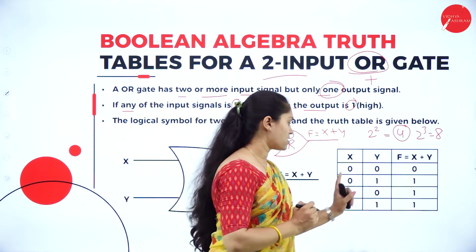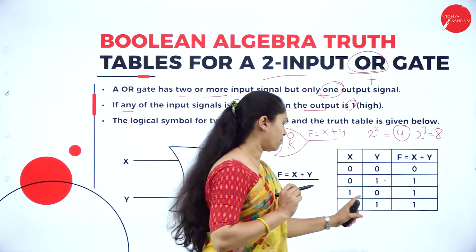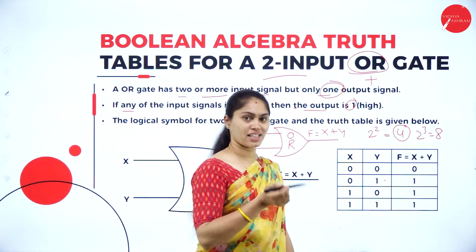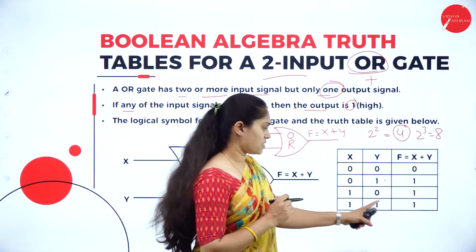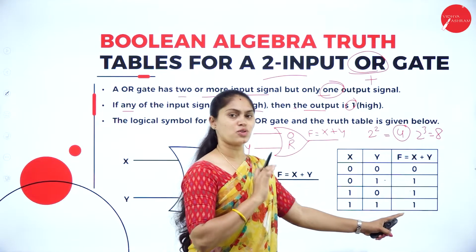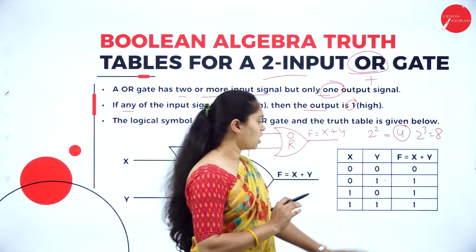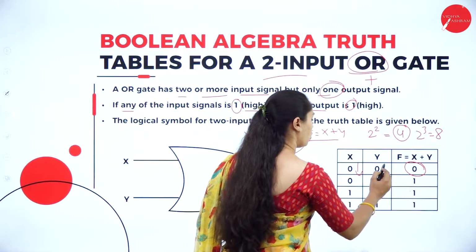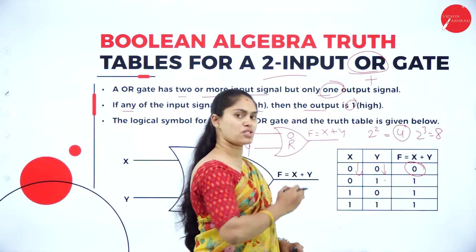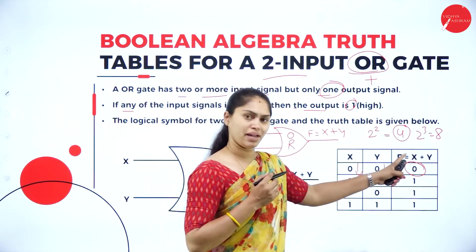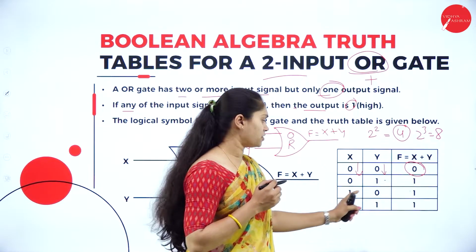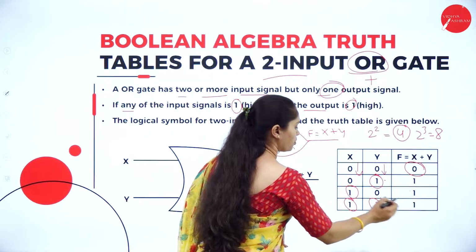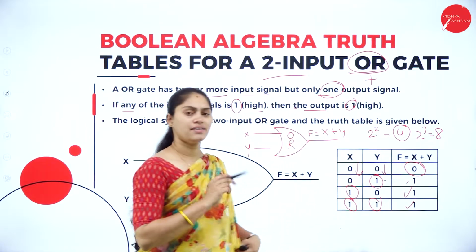0 plus 0, 0. 0 plus 1, 1. 1 plus 0, 1. 1 plus 1, 2, right? That is in mathematics, but in computer science 1 plus 1 is 1 here. Why? Because it is only going to deal with zeros and ones. So it clearly says that when all the input signals are low, then the output will be low or 0. If any one of the input signals is high, that means 1, at that time the output will be 1. Okay, this is OR gate.